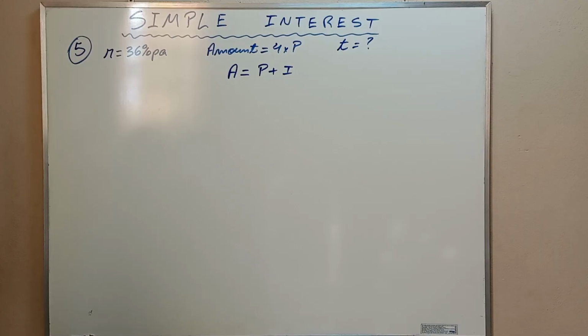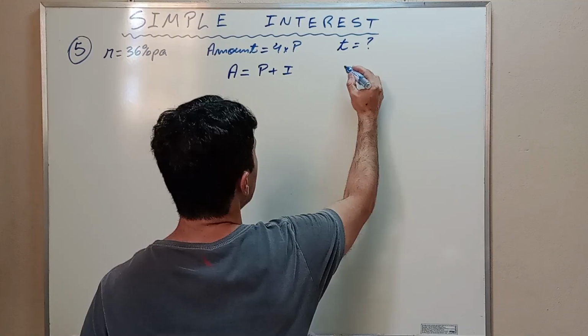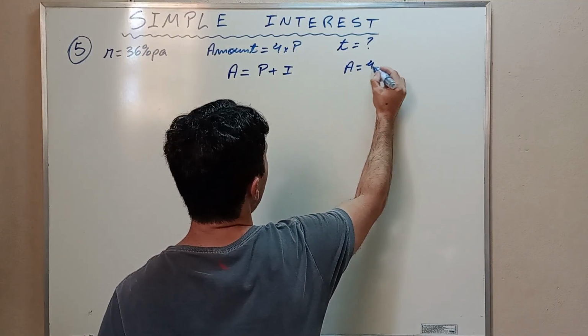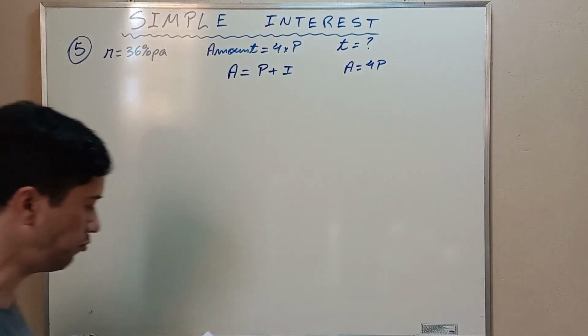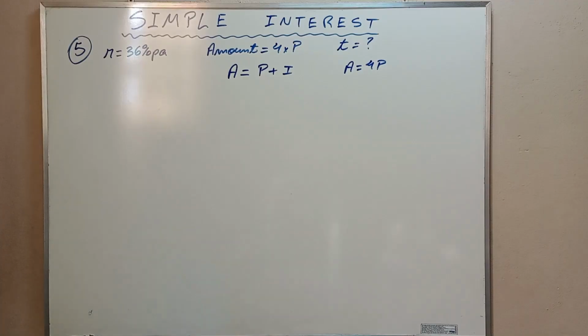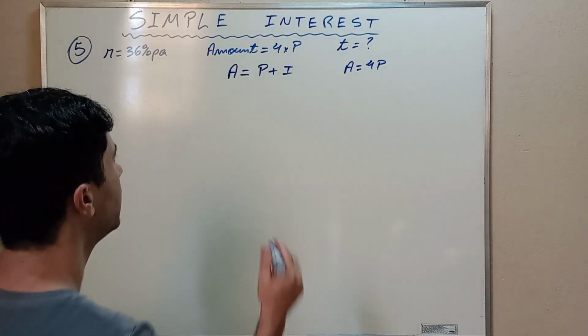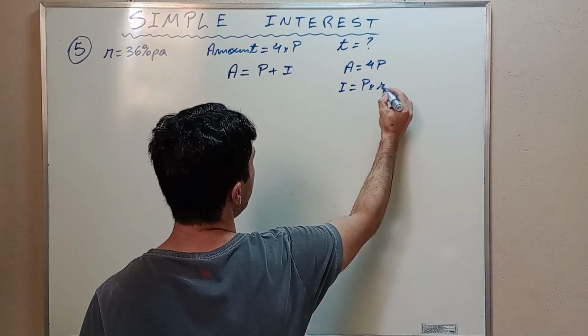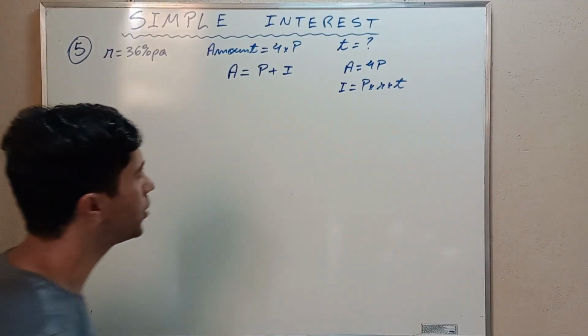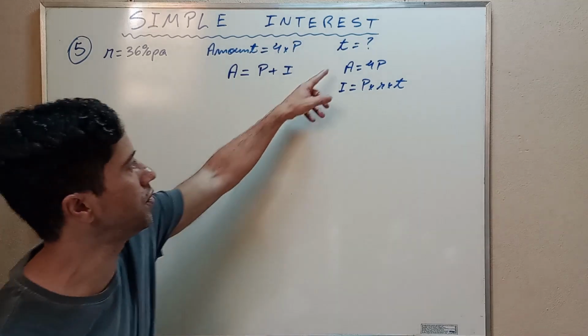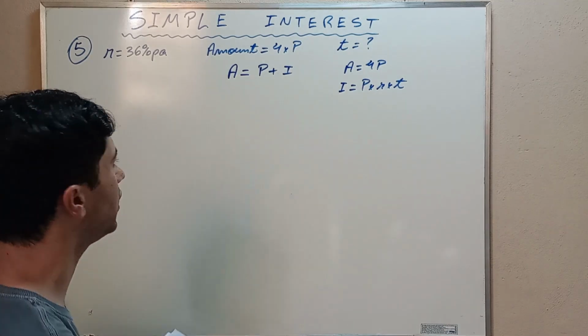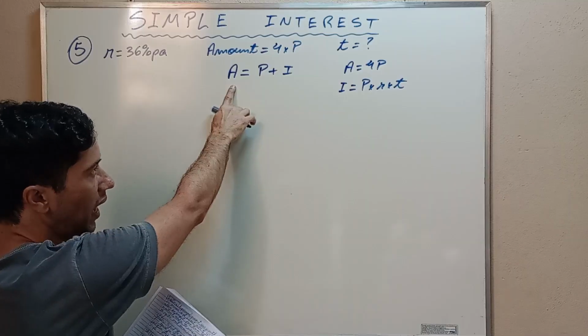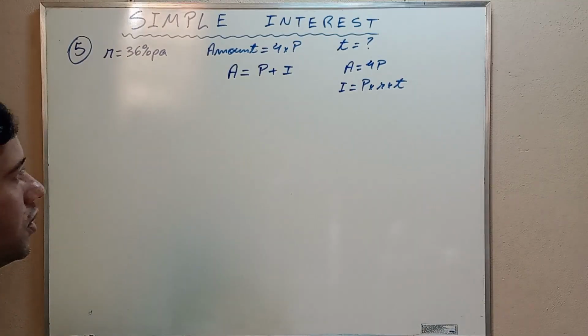And since we want the total amount to be 4 times the principal, the total amount has to be 4 times the principal, okay? In this way, we are going to use the simple interest formula. Here, we know that I is equal to the principal times the rate times the time, okay? And we are going to substitute this in this expression here, and we're going to find that A has to be 4 times the principal.